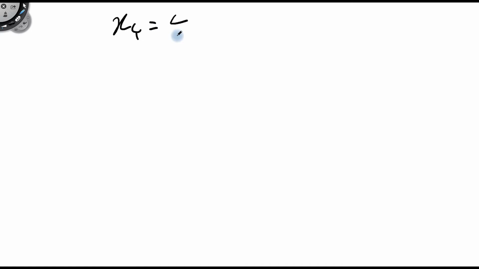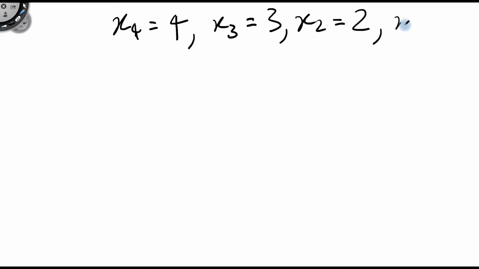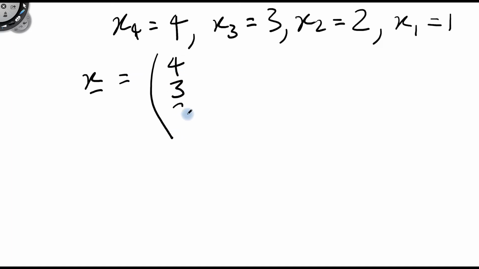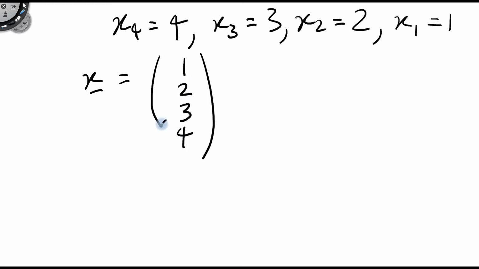x4 equals 4, x3 equals 3, x2 equals 2, x1 is 1. So our solution to AX equals B is simply 4, 3, 2, and 1. Sorry, other way around. As easy as 1, 2, 3, and 4 rather. That way up. Okay. So that's just going through your normal Gaussian elimination.